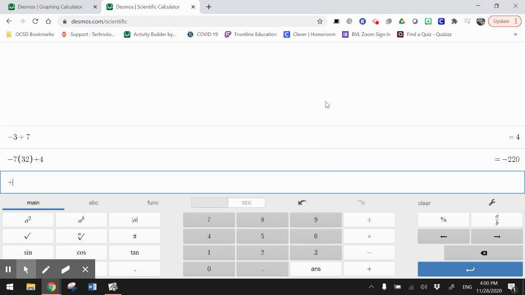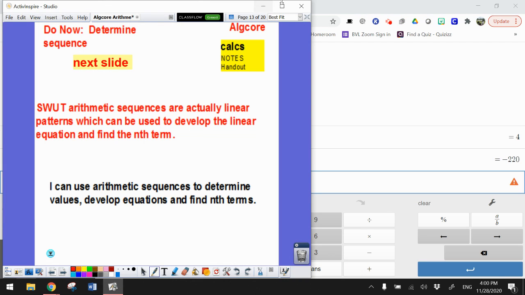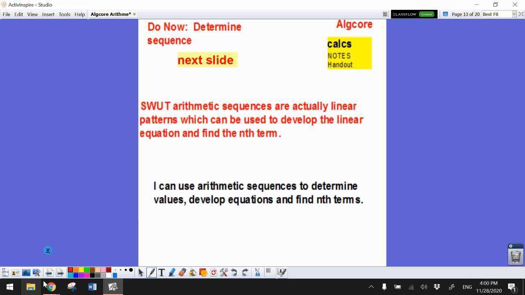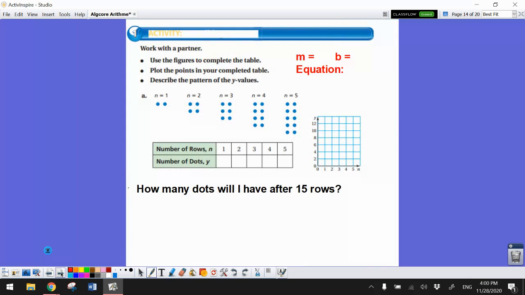Okay, so we're going to continue today working on arithmetic sequences. Let's go ahead and take a look at our next slide and figure out what needs to go in our table. It's giving us these patterns of dots and a graph, and they want to know how many dots I'll have after 15 rows, once we find our slope and our b in our equation. So let's count.